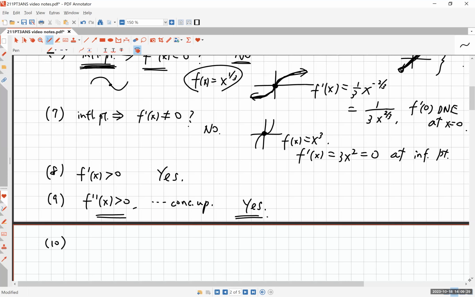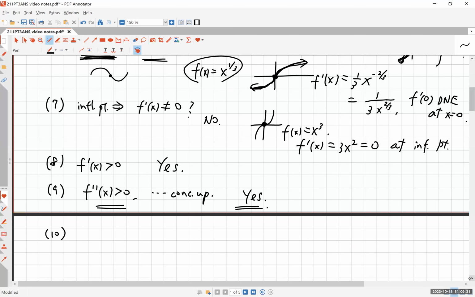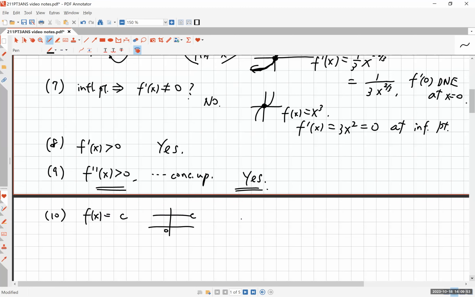And finally, for this problem number 1, the last one is number 10. A constant function has no local or absolute extrema. So if f of x is constant, so you have a constant function like this, does it have any local or absolute maxima or minima? It's really tricky. Okay, but if you think about this, look at the definition of a local maximum.